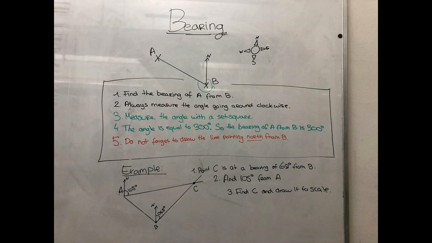In the example below, you know that the point C is at a bearing of 68 degrees from B and 105 degrees from A. So first what we have to do is draw a line pointing north from B and A. Then with a set square, measure 68 degrees from B and draw a line. Do the same thing for point A, but this time measure 105 degrees. C, the point that we're looking for, is found where the two lines going from A and B meet.